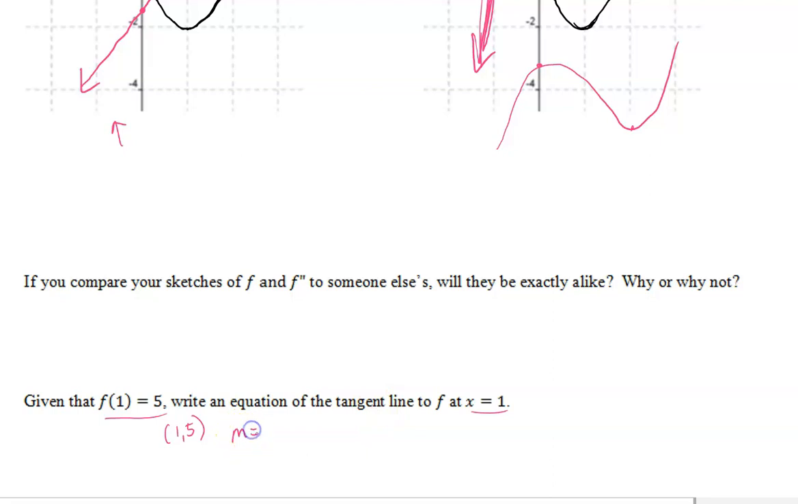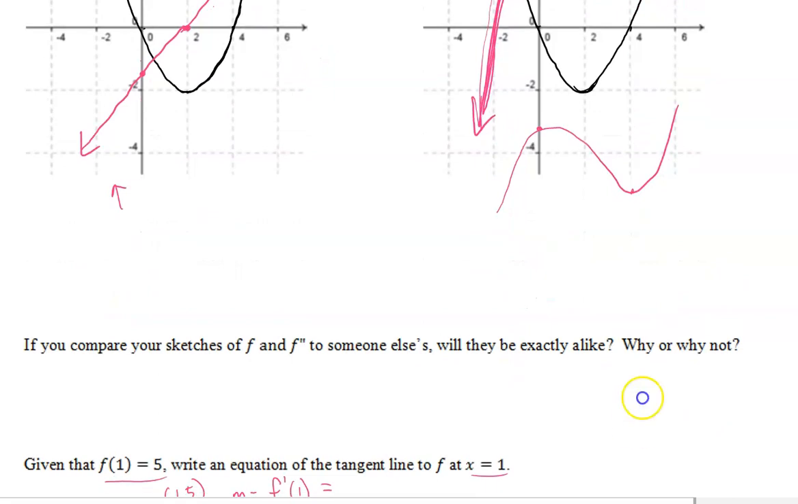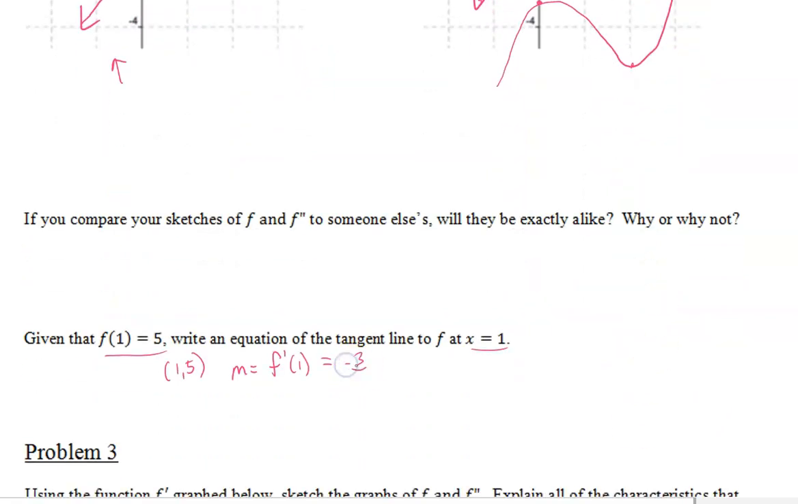So the slope is going to be f prime of 1, which we can get from the graph. F prime of 1 looks like it's somewhere right around negative, maybe smaller than negative 1, negative 1.5, let's say negative 3/2, which I believe is what we estimated on the last page. So then, given the slope and given a point, we can write the equation of a tangent line. So, y minus 5 is equal to negative 3/2 times x minus 1.